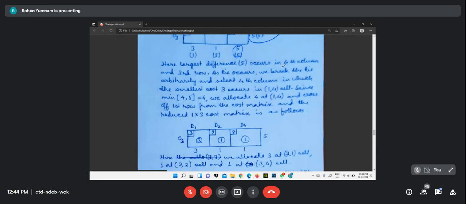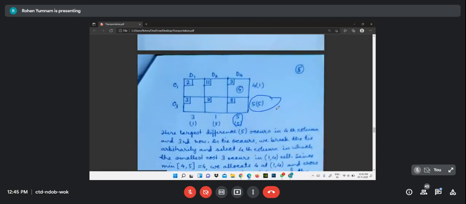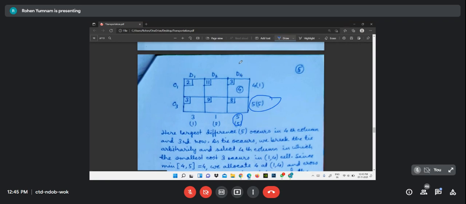The largest difference 5 occurs in fourth column and third row. As tie occurs, we break the tie arbitrarily and select fourth column. See, in this case, either you can select this column or you can select this row. You can do any one, but we are selecting this column.